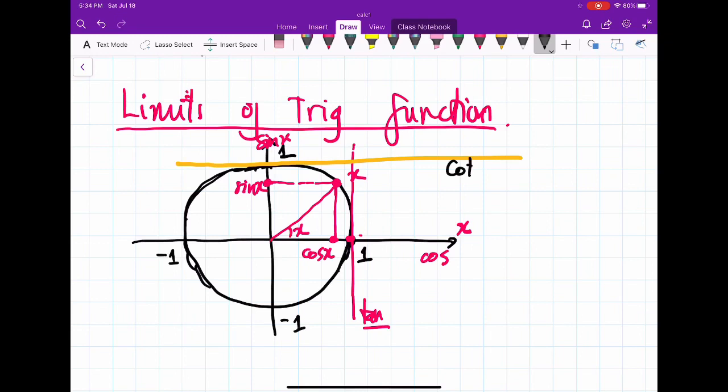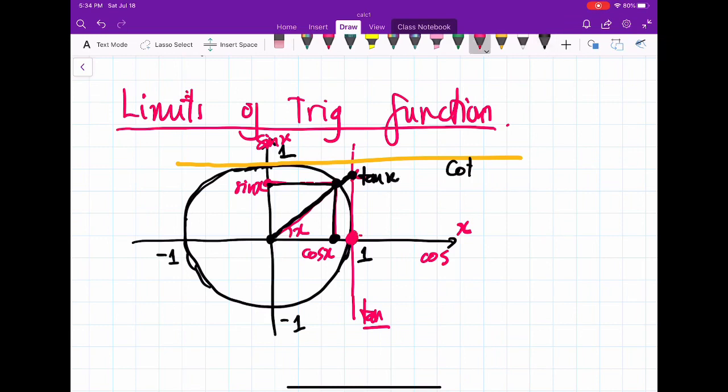Okay, so if you have an x right here, you want to find cosine, you just take this. You want to find sine, you take this. If you want to find tangent, pretty easy. You just connect that point with the origin, and that will intersect with tangent right here. So that is your tangent x, and the origin of tangent is right here.